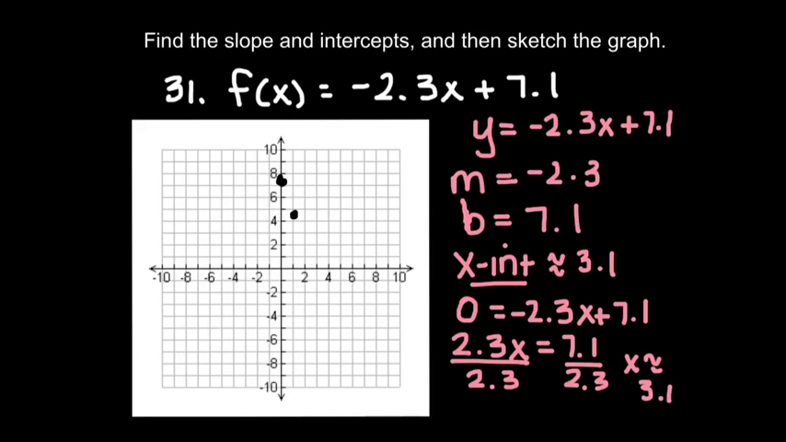If I connect these, here's the approximate graph of my line. You can see that graph does appear to cross the x-axis at about 3.1, so we even calculated the x-intercept correctly.